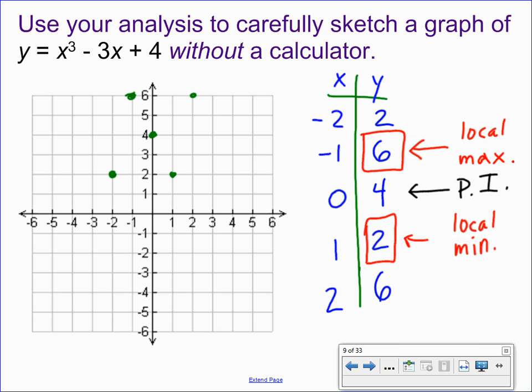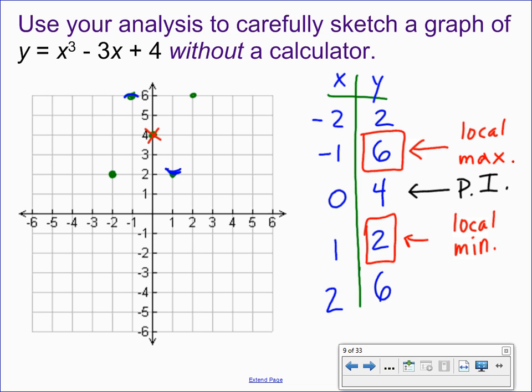We need a local max at x equals -1, so that's the top of a peak. We need a local min at x equals 1, so this is the bottom of a valley. We need a point of inflection at (0, 4), so I'm going to do that with a little X there. I'm trying to show the viewer that this is where I mean to change curvature.